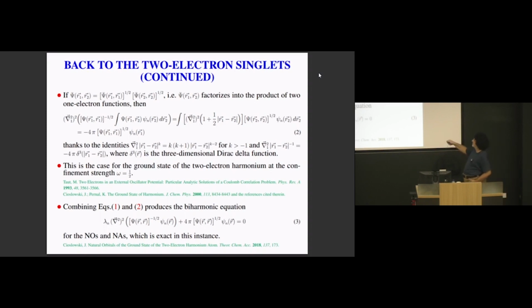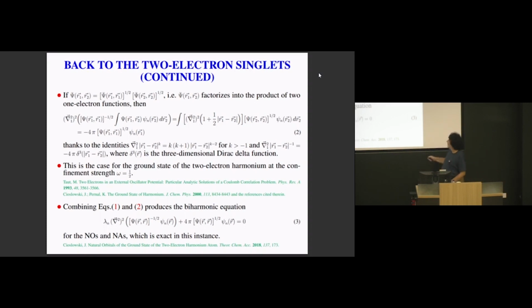but that works only for this case. Is there a system for which we get a wave function looking like this? Actually, there is. There is this harmonium atom at confinement strength omega equal 1/2. So we end up with the so-called biharmonic equation, but this is not a very happy news, actually, because the theory of biharmonic equation is not as developed as a theory of second-order ODEs, ordinary differential equations. So we cannot use any machinery of standard Liouville theory and so on. So what can we do here?